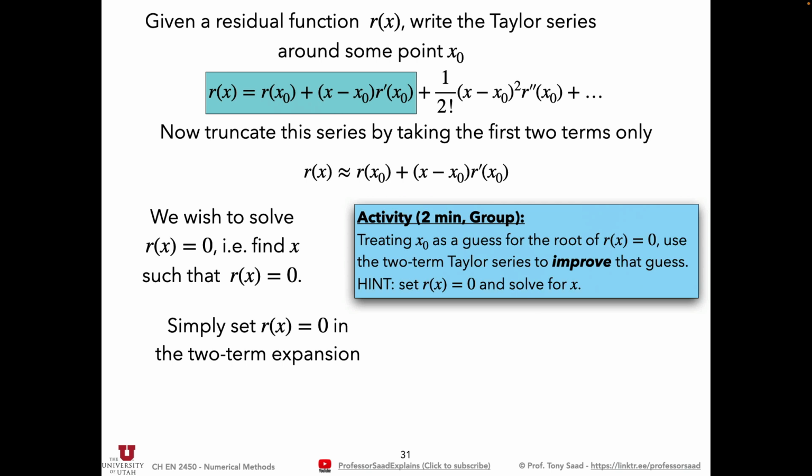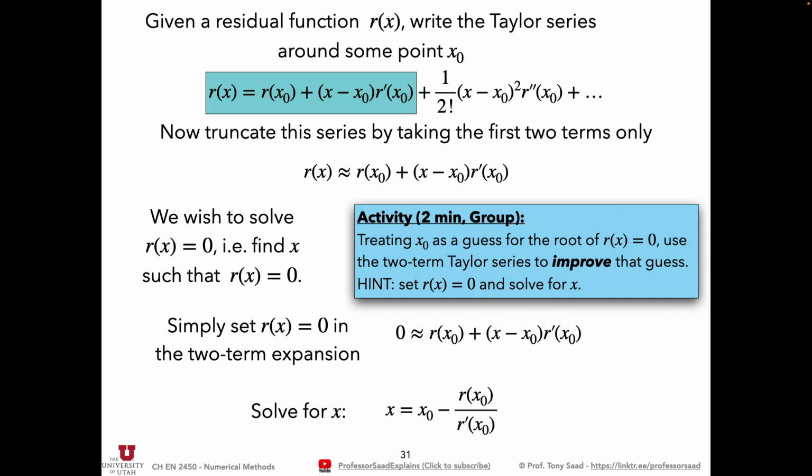x0 is a known value. I told you that's a guess. r of x0 is a known value. r prime of x0 is a known value, because you know what r is. So if you take that, set it equal to 0, and solve for x, it's an obvious algebraic inversion, right? Remember, this is an approximation to r of x. So we know that the root of this equation is going to be a crappy value of the root. But it's a beginning of a thought. So you solve for x, you get that.